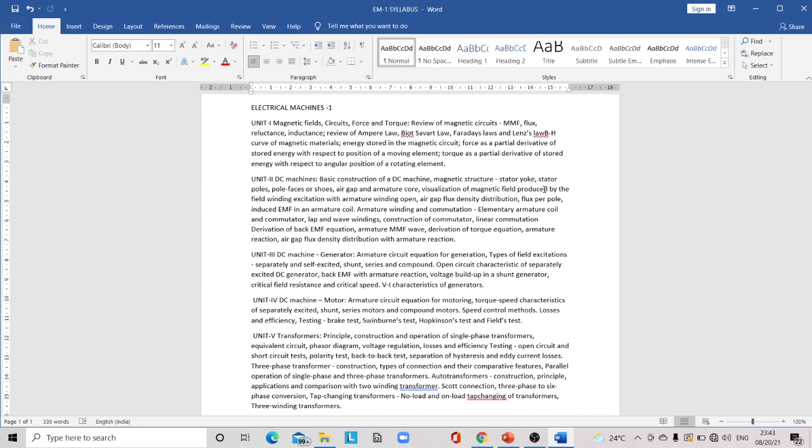Then we have seen the BH curve of magnetic materials, energy stored in a magnetic circuit, and also the law of conservation of energy. Force as a partial derivative of stored energy with respect to position of a moving element: in this we derived the equations and saw numericals on this topic. Then the next topic is torque as a partial derivative of stored energy with respect to angular position of a rotating element.